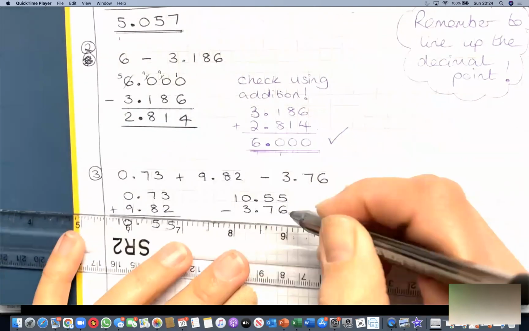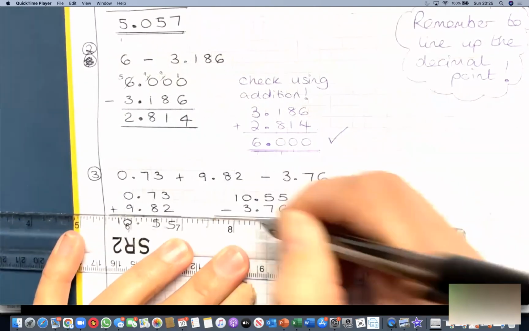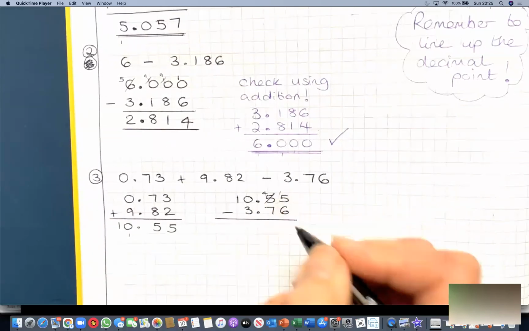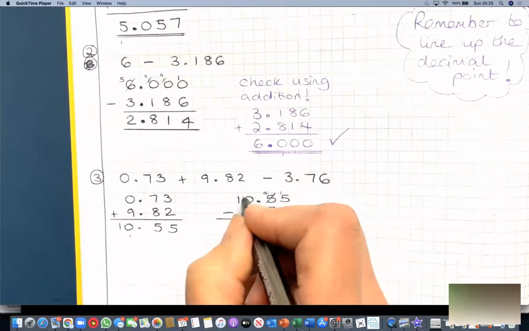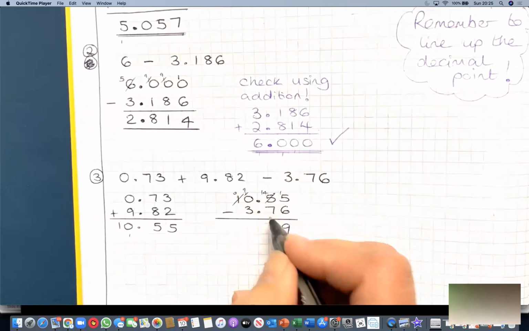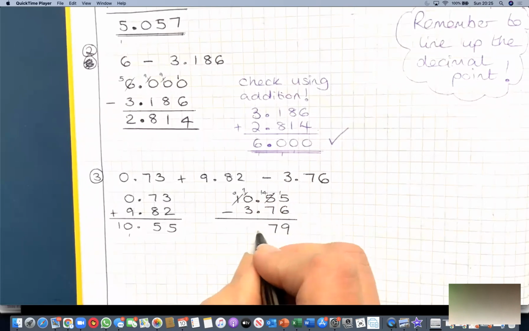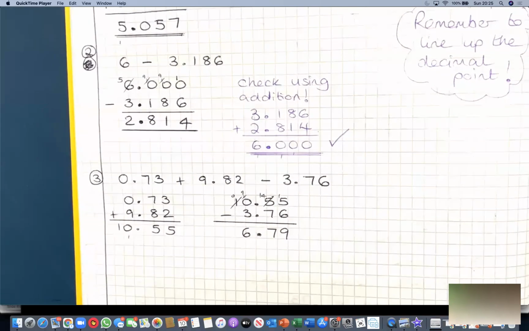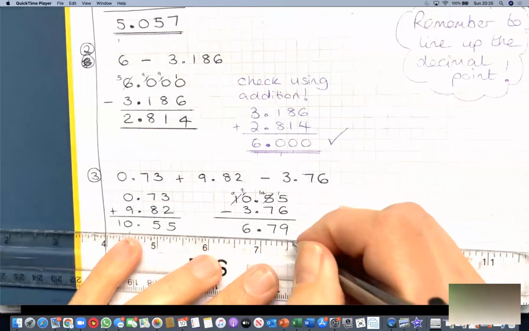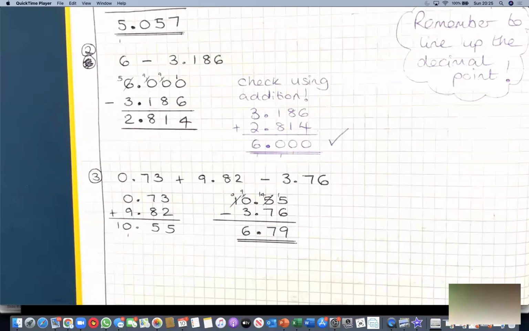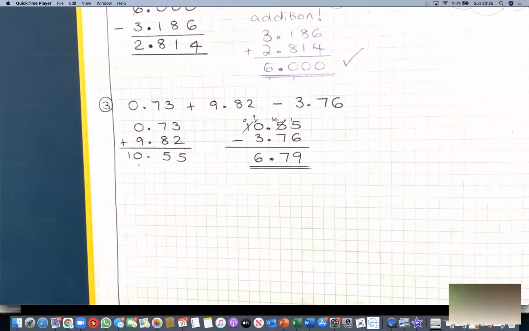Let's have a look and see what happens here. I need to borrow from the 5. So 15 subtract 6 is 9. I now need to borrow from the 10. 14 subtract 7 is 7. And 9 subtract 3 is 6. So my answer is 6.79. Again, you can check using addition if you wish.